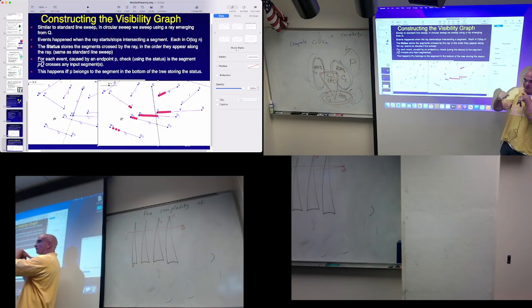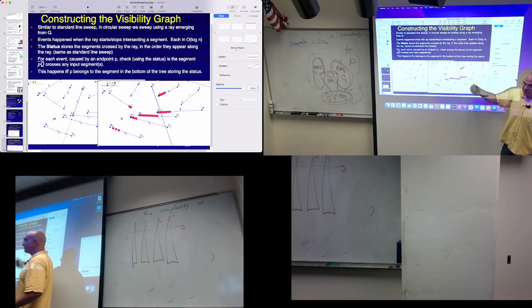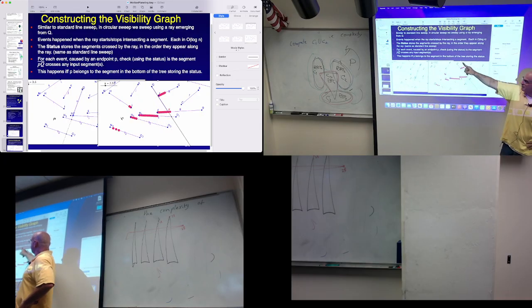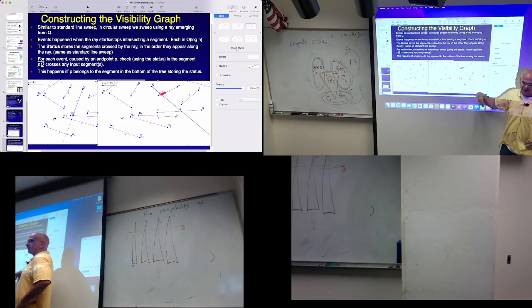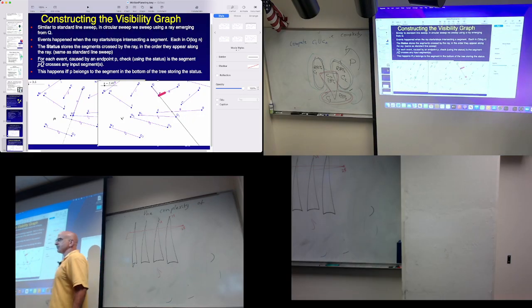It's only the lowermost segment that I care about, so I can compute in n log n the endpoints that Q sees. Do it for every other endpoint of every other segment, altogether n squared log n. You have your graph, compute now the path of the robot, you're done.